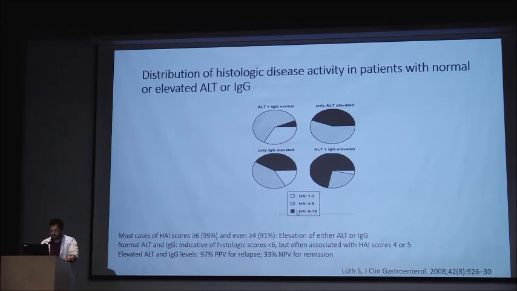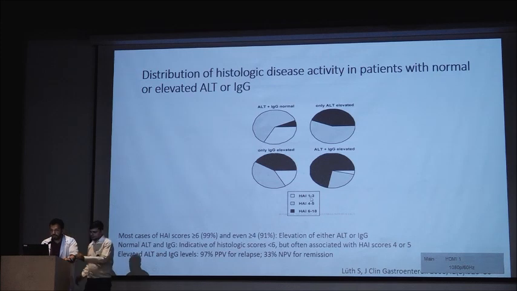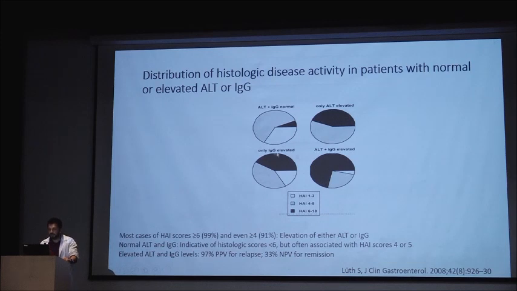This is the patient with no cirrhosis. In patients without cirrhosis, if the patient has normal ALT and IgG, approximately two-thirds of the population had a histological activity index of 1 to 3. With either high ALT or high IgG level, approximately two-thirds of the patients had a histological activity index greater than 6, and with elevation in both ALT and IgG, approximately 80% of the patients had a histological activity index greater than 6.